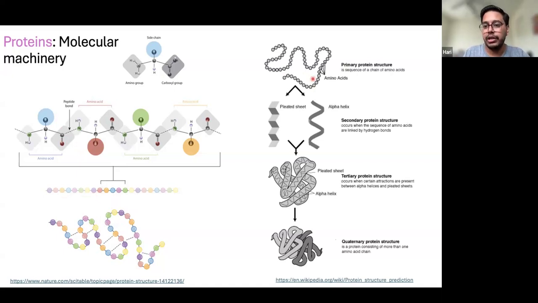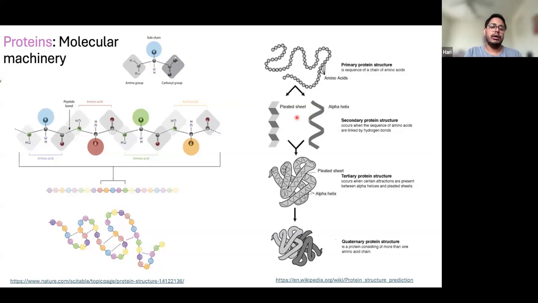First one is the primary structure of the protein, which is nothing but the sequence of different amino acids. And this is just visualized as a bead of all the amino acids forming the polypeptide chain. And then through hydrogen bonds and different types of molecular interactions between the different side chains of the amino acids, the protein primary structure can develop into two types of secondary protein structures, which are the alpha helix or the pleated sheets.